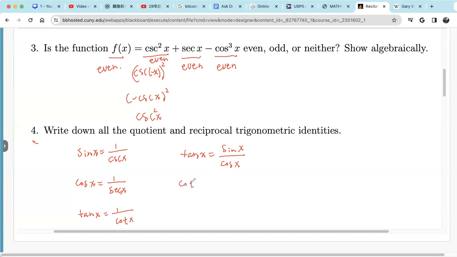And cotangent equals the reciprocal, right? It's cosine over sine. And also, this one can be written as cosecant equals 1 over sine. Similarly, for this one we can write secant equals 1 over cosine. Cotangent also can be written as 1 over tangent. So those show the relationships among those 6 trig functions.